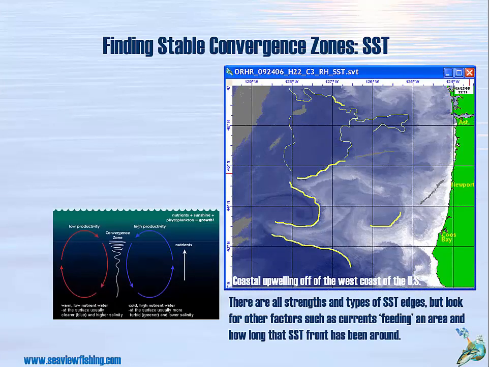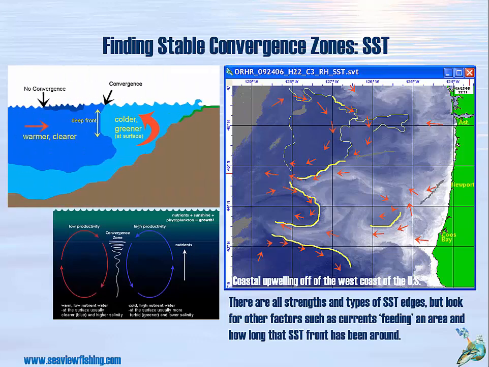That is why sea surface temperature imagery is one of the most commonly used sources of ocean data when it comes to finding fish. Convergence zones, as seen in the sea surface temperature imagery, are seen when there are sharp sea surface temperature gradients, meaning the ocean temperature changes rapidly over a short horizontal distance. Sea surface temperature gradients are also called breaks or edges.